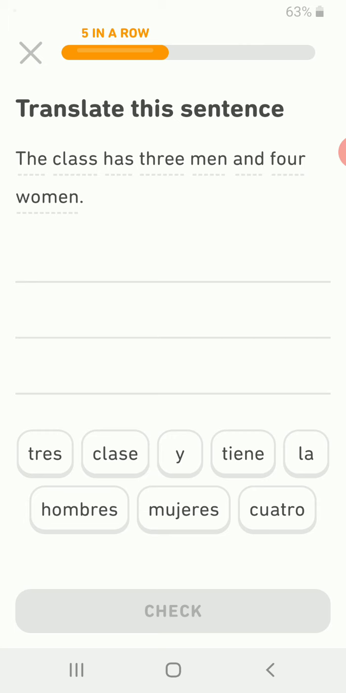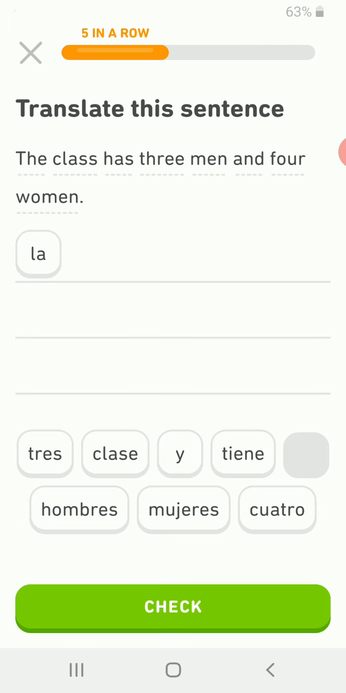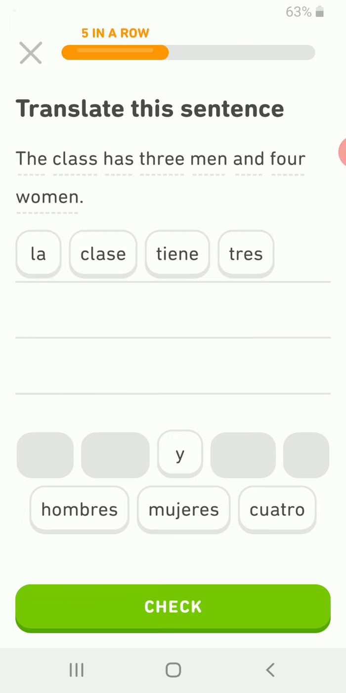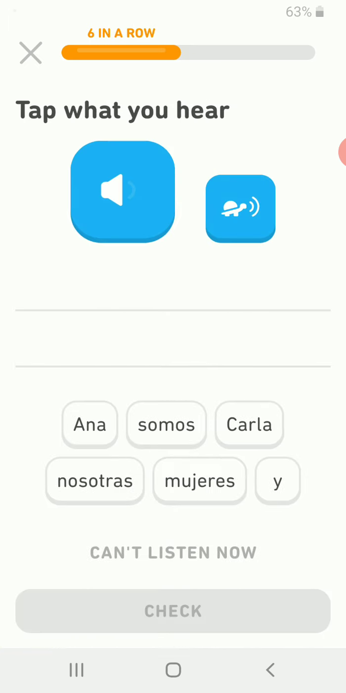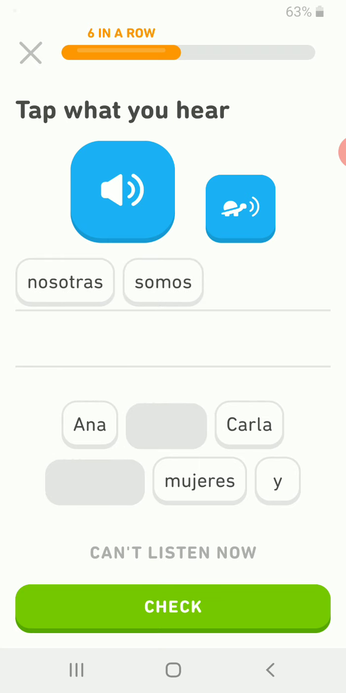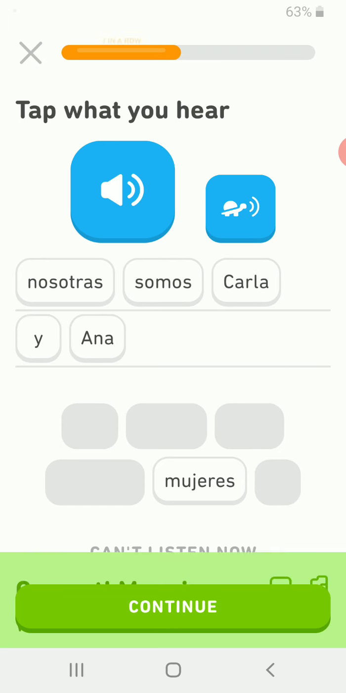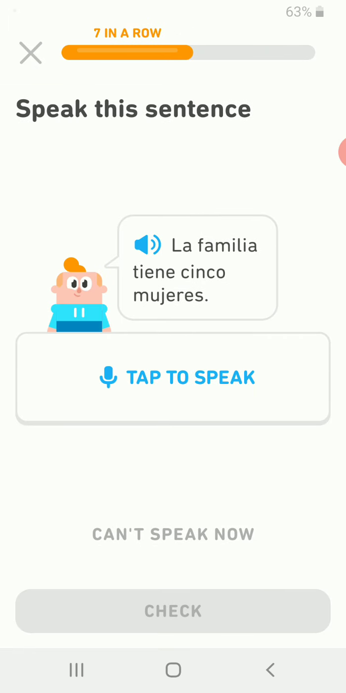The class has 3 men and 4 women. La clase tiene 3 hombres y 4 mujeres. Nosotras somos Carla y Ana. Hombre, hombres, mujer, mujeres. That's the plural form. Nosotras somos Carla y Ana. La familia tiene 5 mujeres. The family has 5 women.